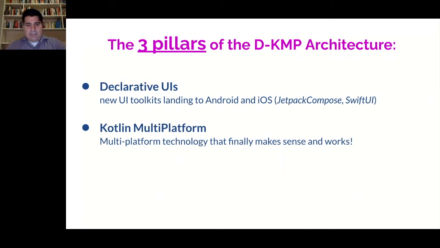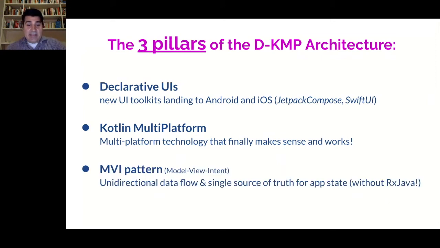And then the third pillar is the MVI pattern, which is based on a unidirectional data flow and a single source of truth as the app state. And we are able to achieve this without RxJava, which is traditionally the technology that you would use for an MVI pattern, at least at the beginning.